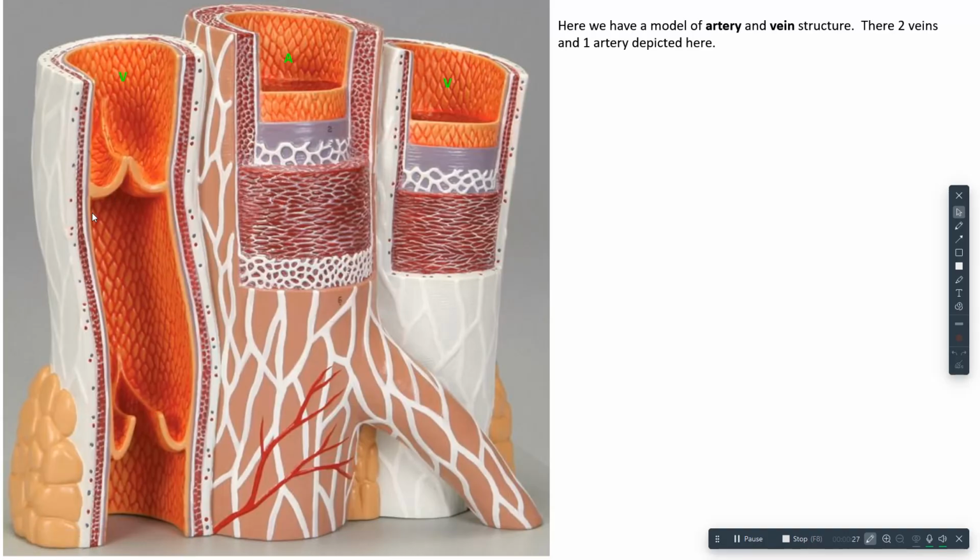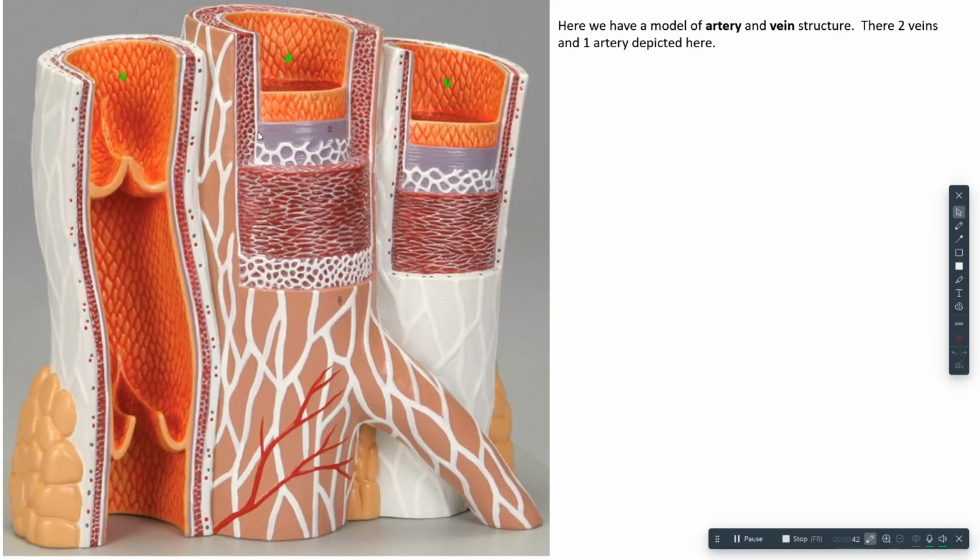I also know this is a vein because of its thin wall. Thin wall over here on this vein as well. The artery has a thicker wall because arteries have higher pressure, because arteries are going to be closer to the left ventricle, to the pumping action.